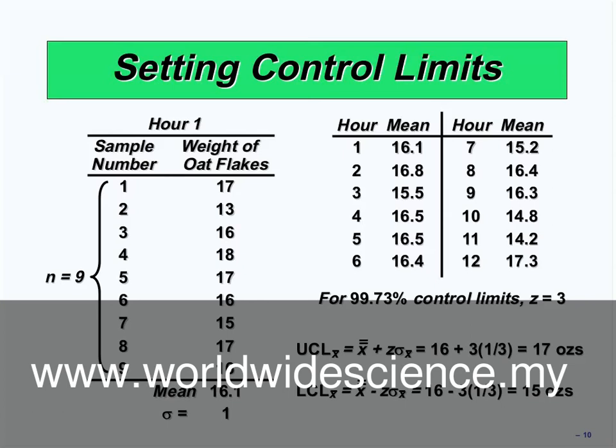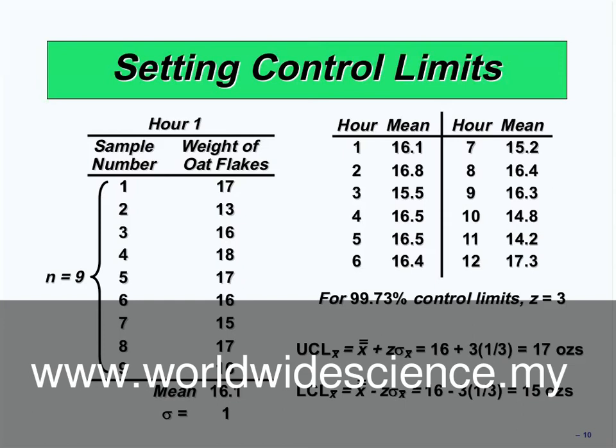Okay, I repeat again. LCL equals x bar minus Z sigma x bar, which is 16 minus 3 times 1 divided by 3, that is 15 ohms. So 17 ohms and 15 ohms. Ohms is a unit of measure, such as gram or kilogram. UCL and LCL have been calculated like this. So we can calculate the upper limitation and lower limitation, these allowed limitations.